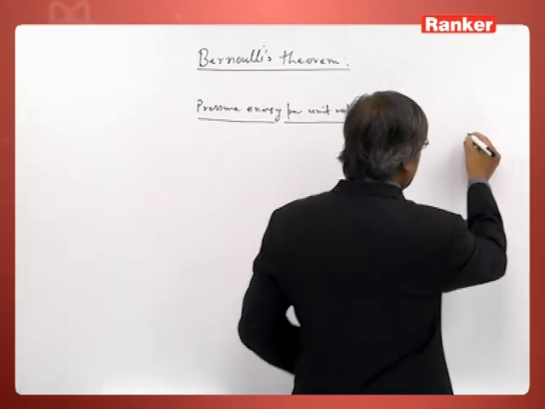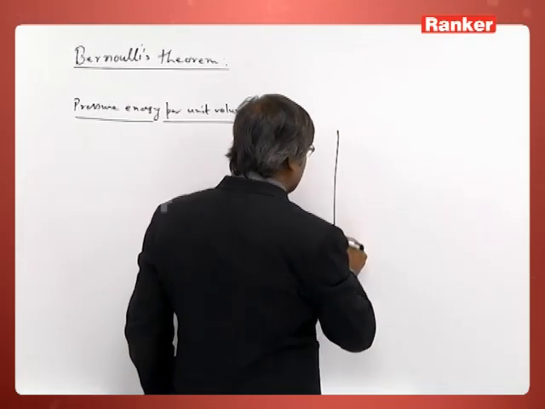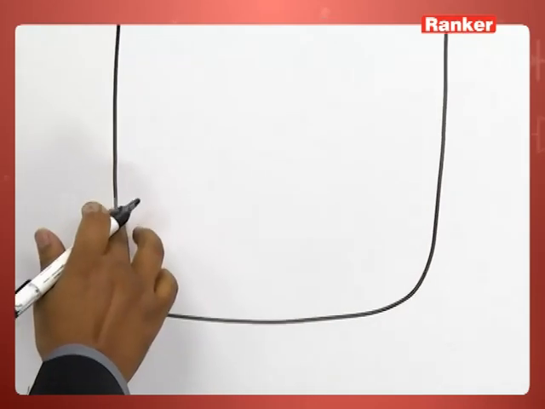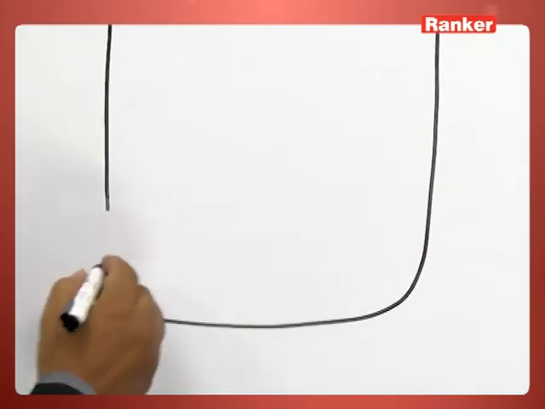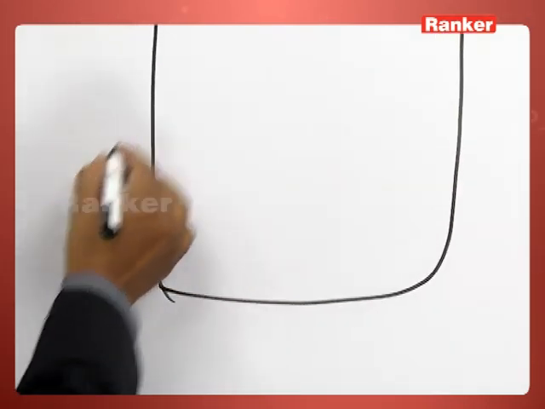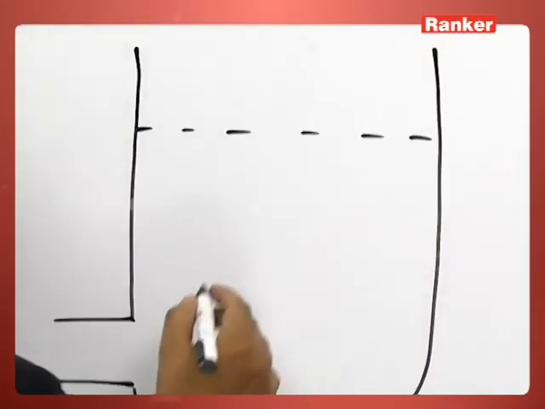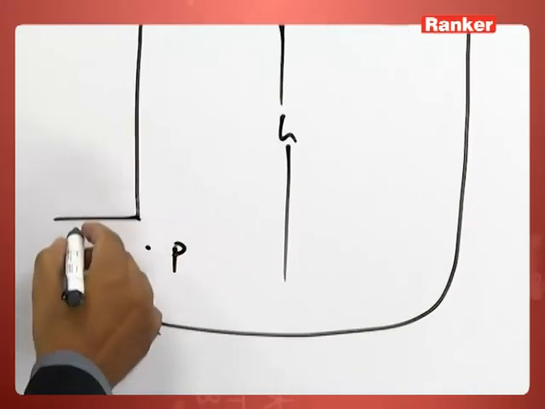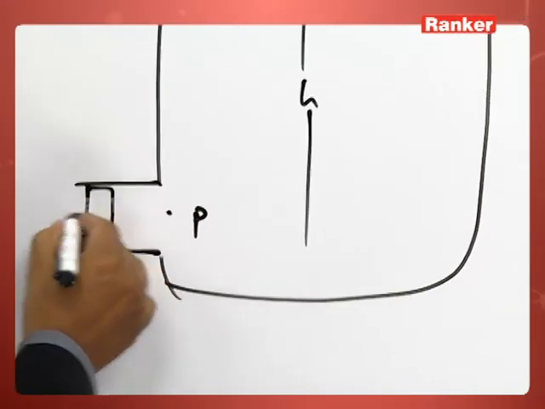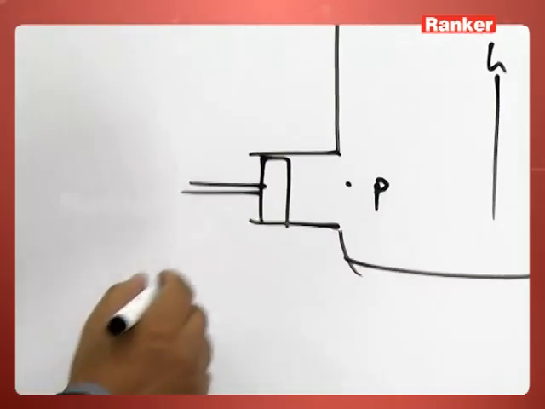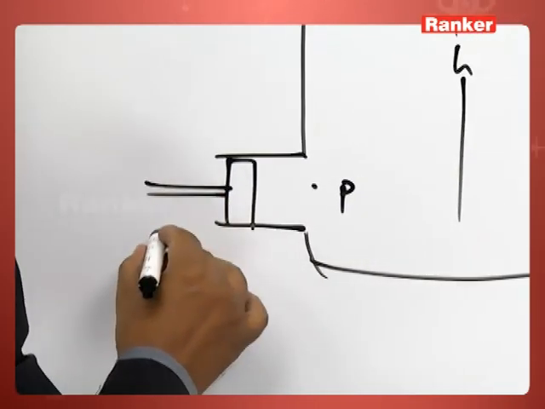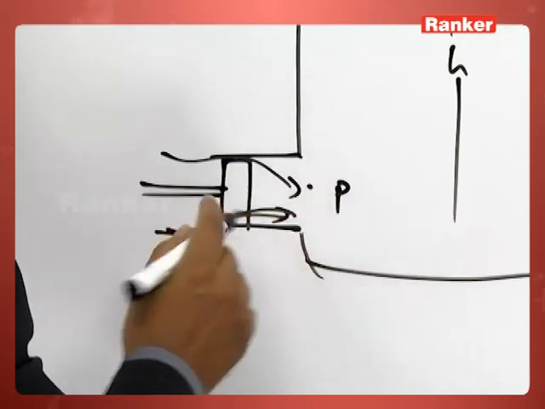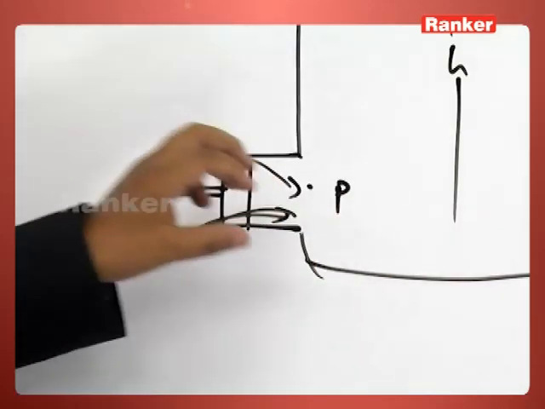So now consider a liquid which is inside a vessel. So this is a vessel, and here inside this vessel we have a liquid, and this height is h, and suppose here the liquid pressure is P. And this is a piston. So with the help of this pump we are inserting liquid from this. So we are pumping liquid inside this.